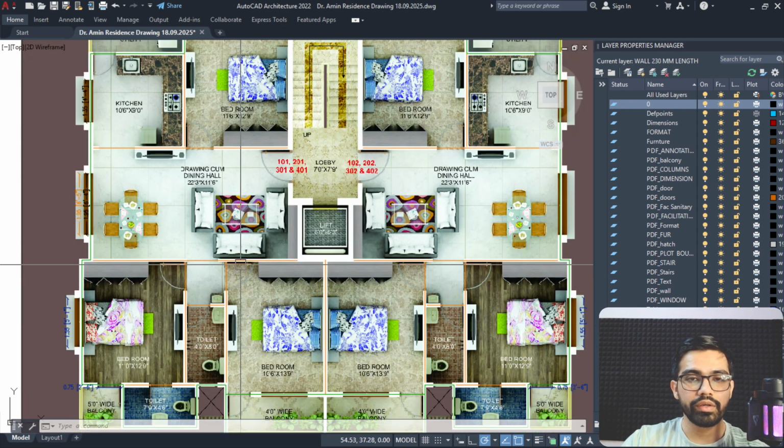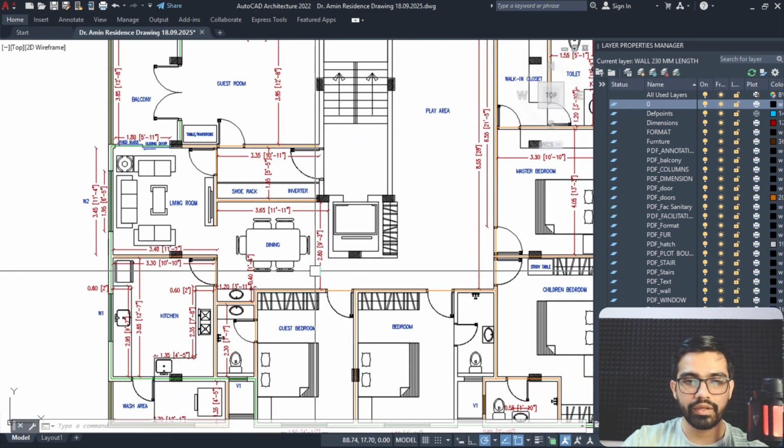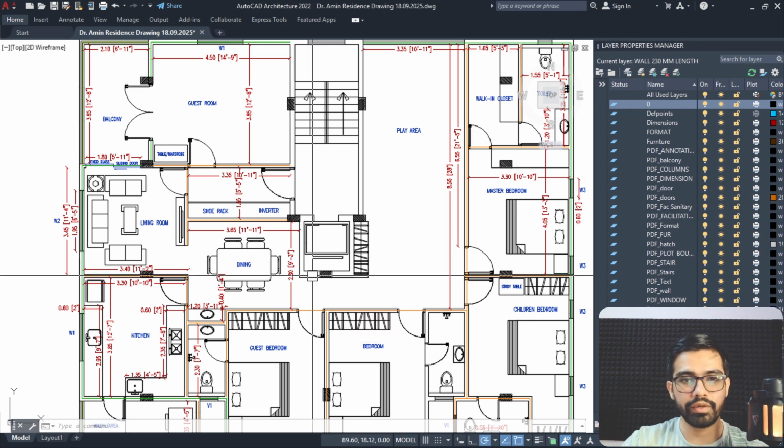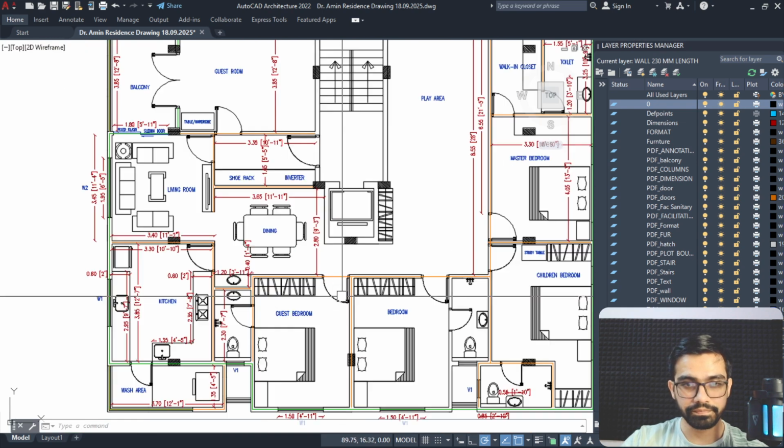The client wanted to combine these two flats and make it into four bedroom, three halls, four toilets, and just one kitchen, not two kitchens. So I made that plan, and this video is not about the planning of it, but about estimation.